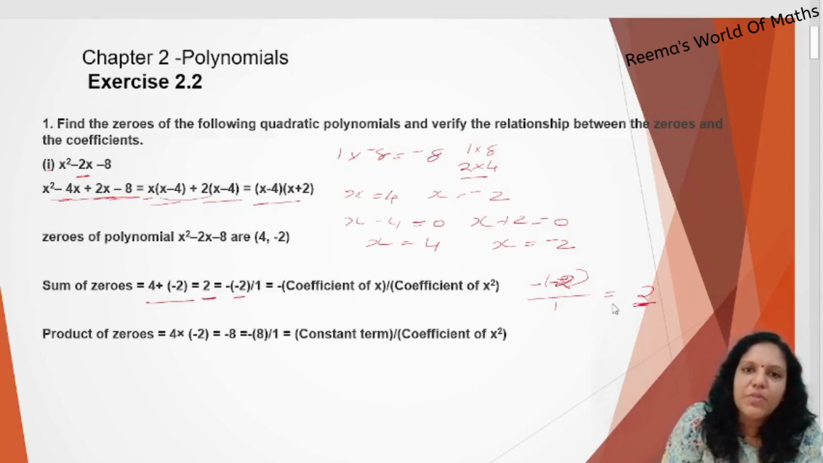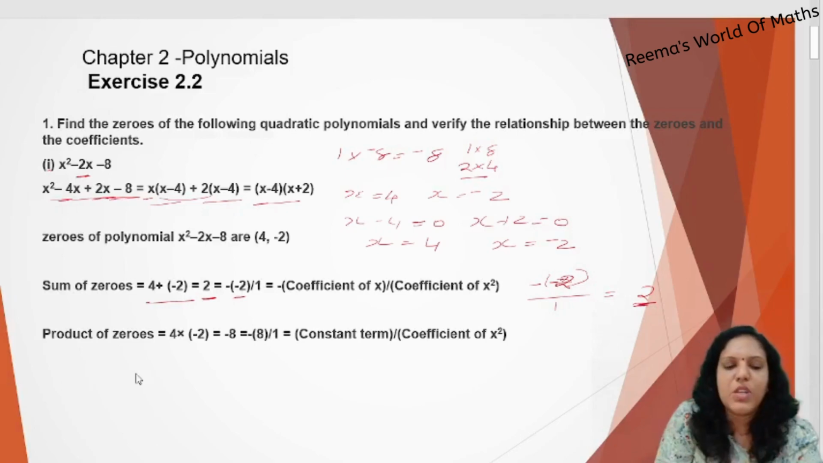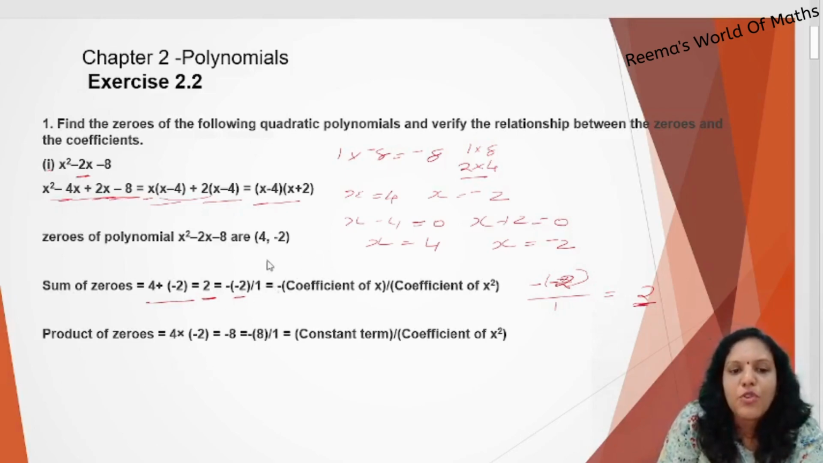Let's verify the second relationship, which is the product of zeros. The product of the two zeros, 4 and minus 2.